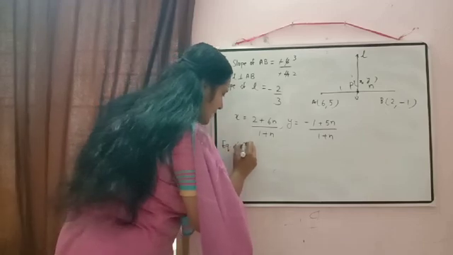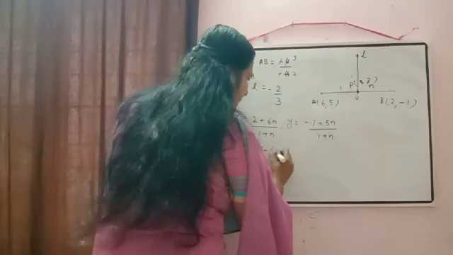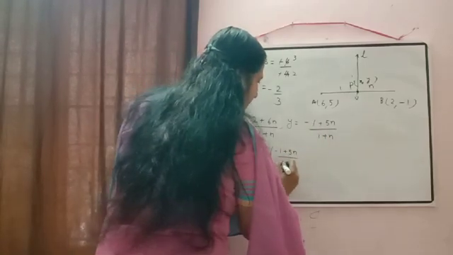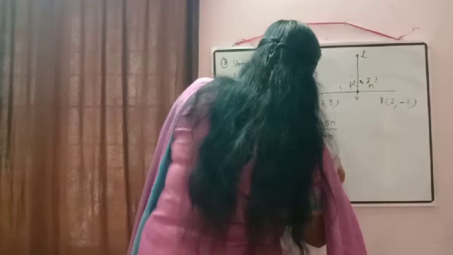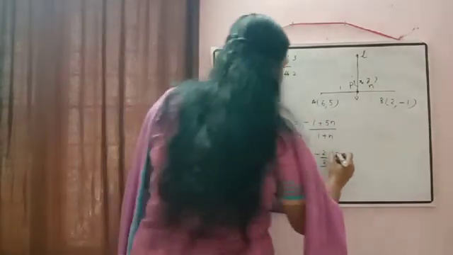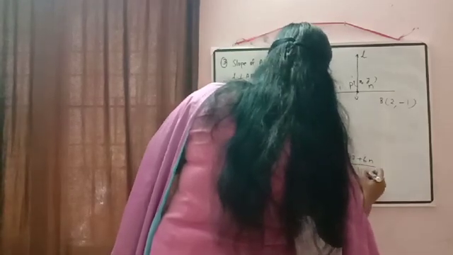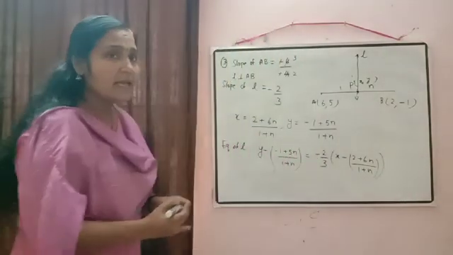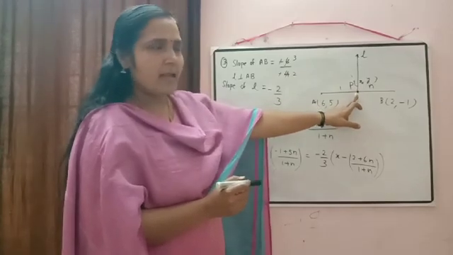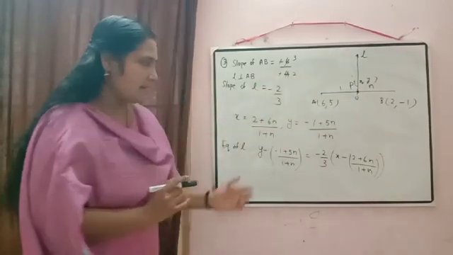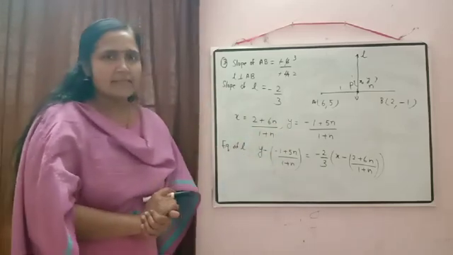So just to write down, the equation of L, according to the formula, is y minus y1. In place of y1 we have this point, (minus 1 plus 5n) by (1 plus n), is equal to m. In place of m we have minus 2 by 3 into x minus x1. The point x1 is (2 plus 6n) by (1 plus n). So you can leave your answer till here only, because here we are checking whether you are able to use the concept of section formula and the concept of perpendicular line. The rest of the calculation would be difficult for you, so you can leave your answer till here.